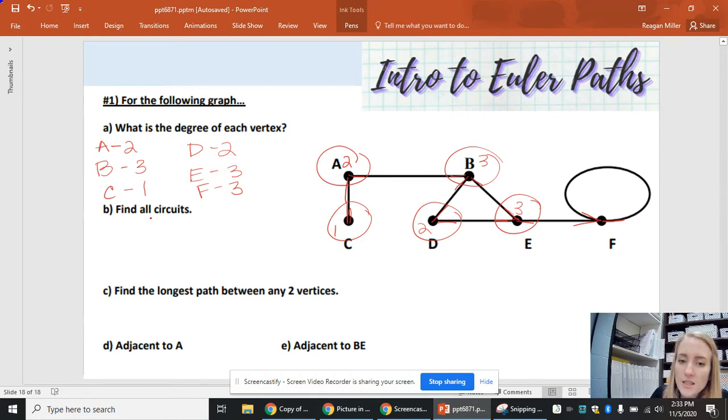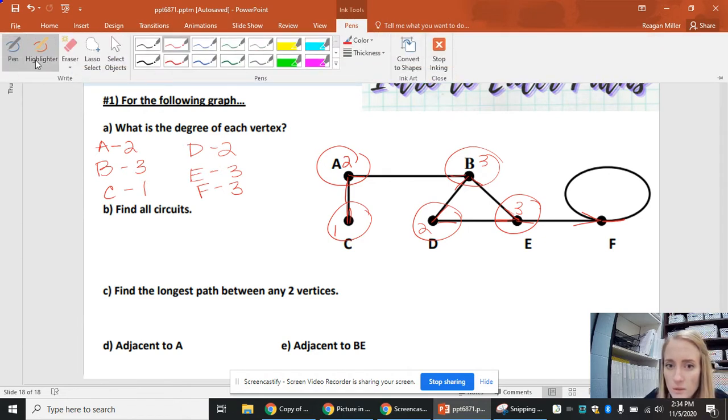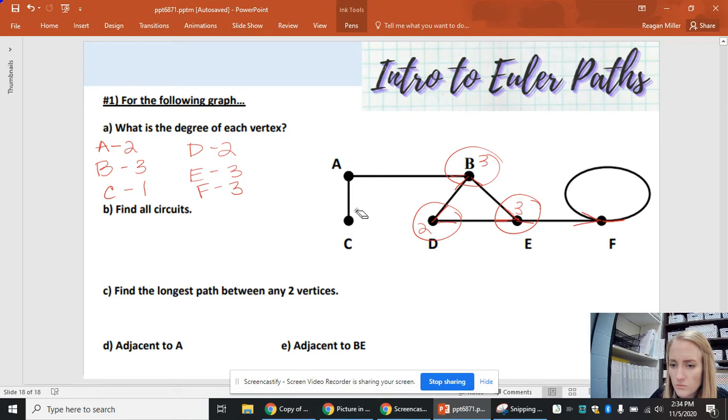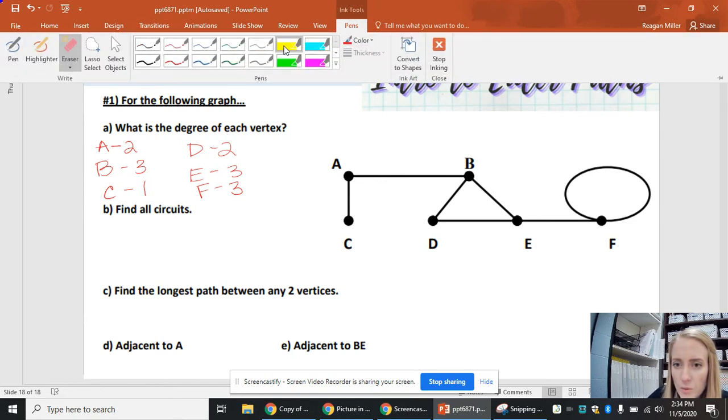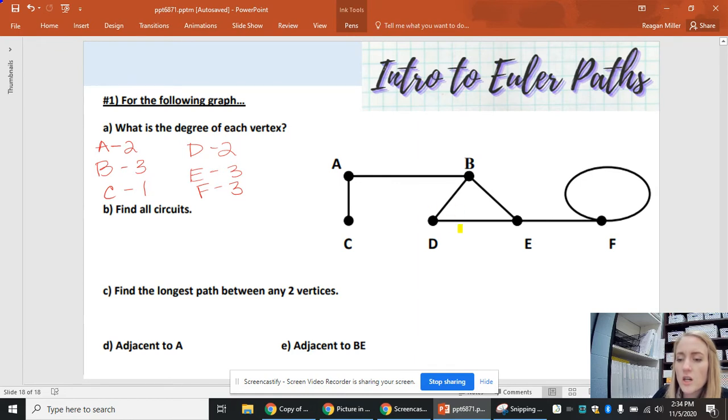Part B is asking us to find all the circuits. So let's review what a circuit is. So a circuit has to start and end at the same vertex. All right. So you have to be able to leave and then come back to it, kind of without picking up your pen, if you will. And that's kind of how we started in our exploration activity. Now, there's a difference between an Euler circuit and this just asking us for a circuit.